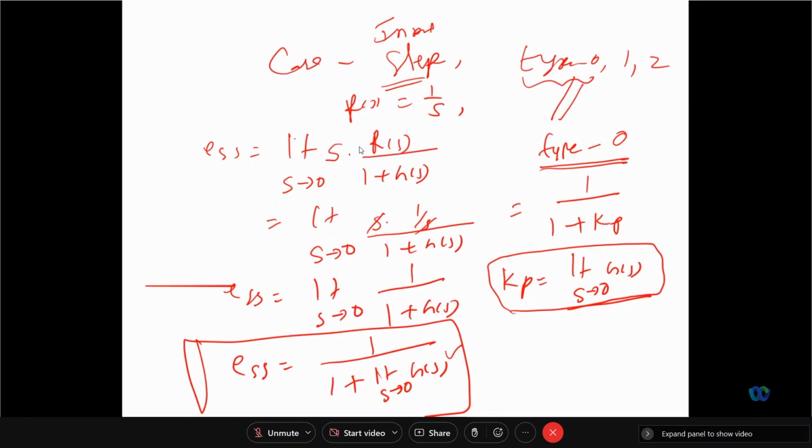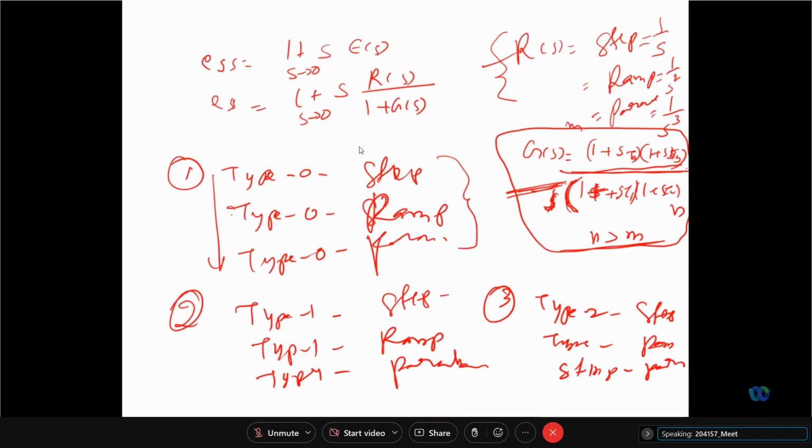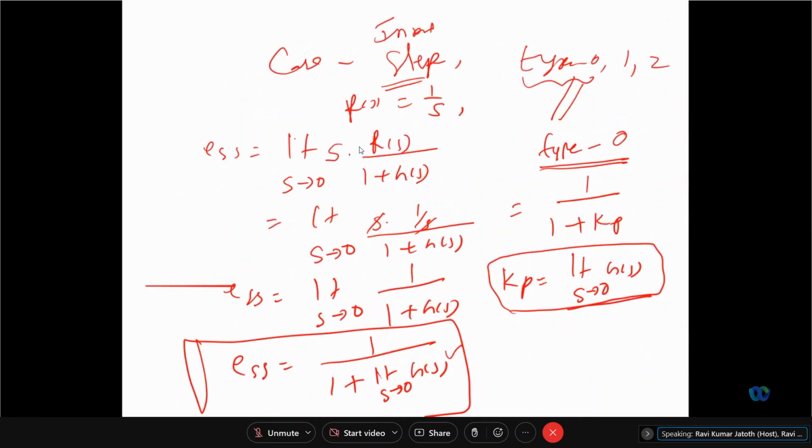KP would be 1, sir. Constant it is. In G of S, if the limit as s tends to 0, we will be getting 1. K is present, so it is K, a constant. That means if it is having any constant form, then the error is 1 by 1 plus K. That means if the input is a step signal, a finite error exists.